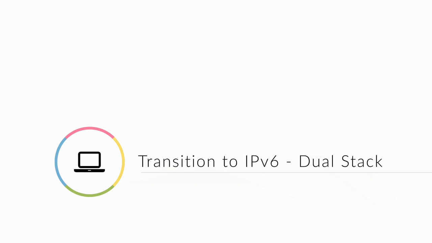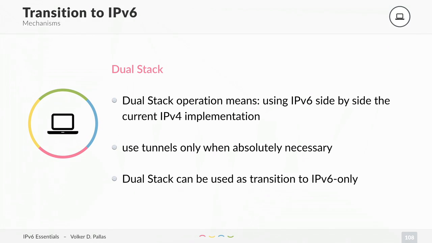Dual stack means you run IPv4 and IPv6 next to each other. So you run two IP protocol stacks. This is not a problem. You can implement IPv6 side by side with IPv4 without any negative impact.